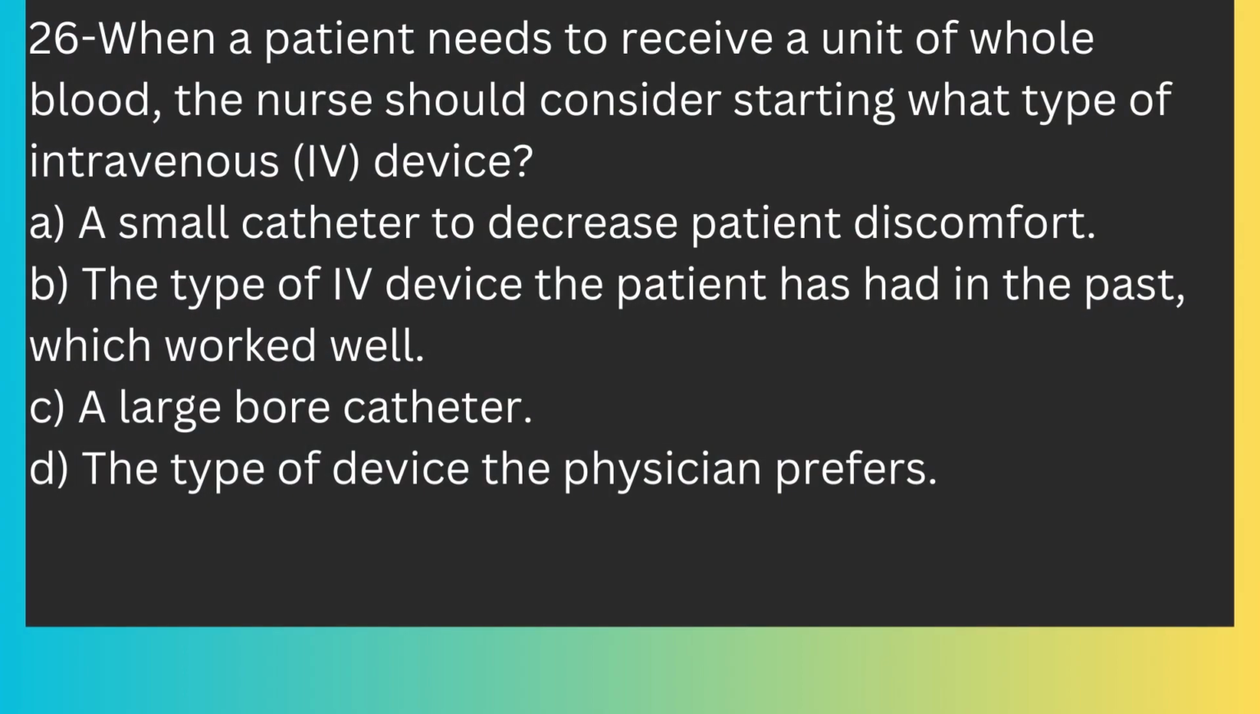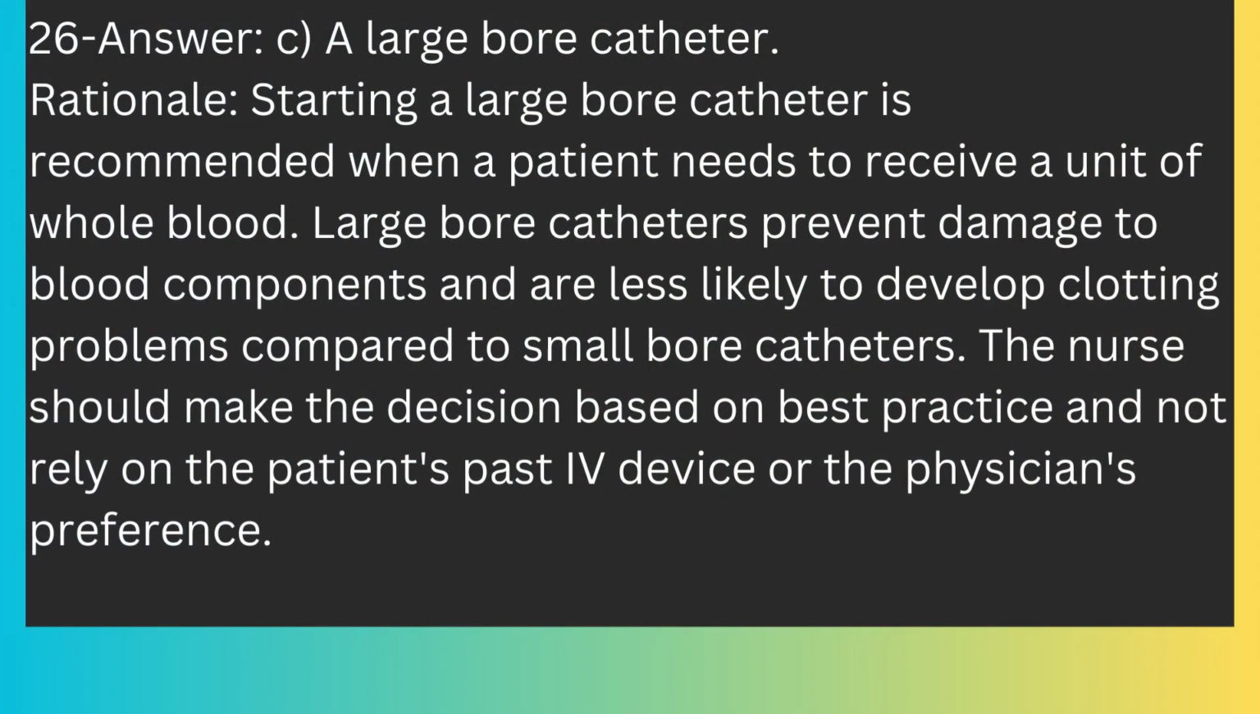Question number 26. When a patient needs to receive a unit of whole blood, the nurse should consider starting what type of intravenous (IV) device? A. A small catheter to decrease patient discomfort. B. The type of IV device the patient has had in the past, which worked well. C. A large bore catheter. D. The type of device the physician prefers. The answer is C. A large bore catheter.